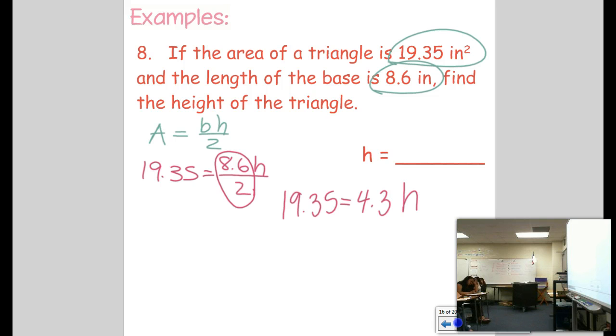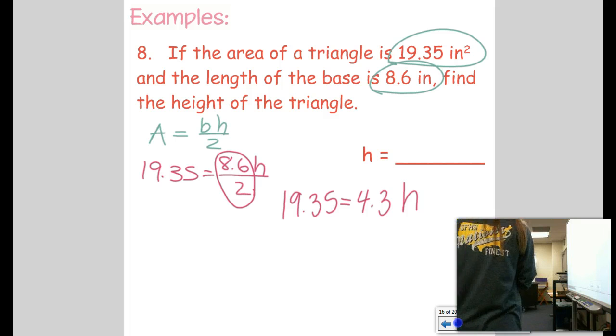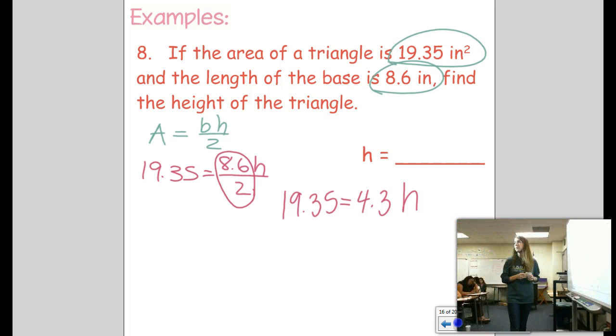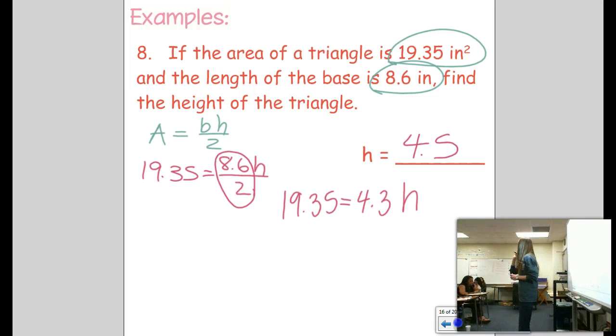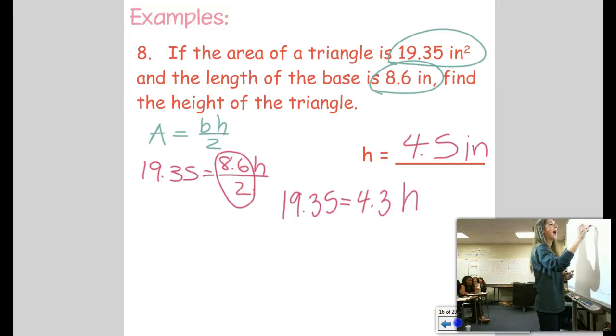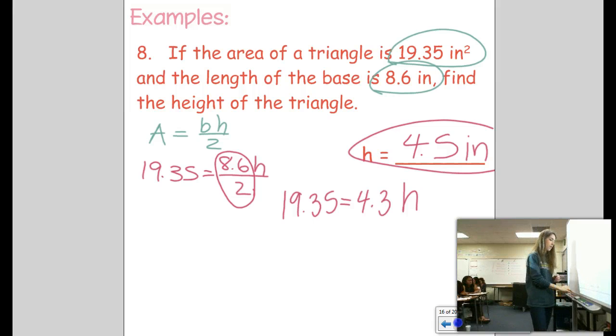Same thing. Omar, what'd you get? Final answer. The height. Oh, you don't have a calculator out. John, what'd you get? 9. What? 9? Is it 4.5? And what are our units? Inches squared or inches? Inches, because we found a height. We didn't find an area. We found a height.